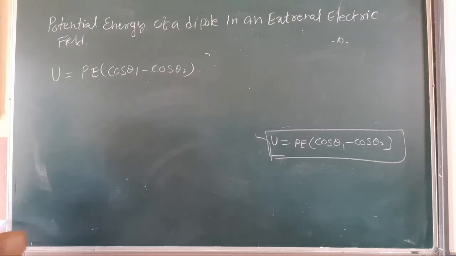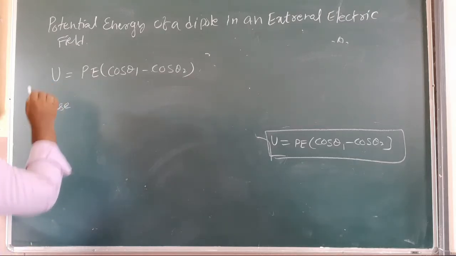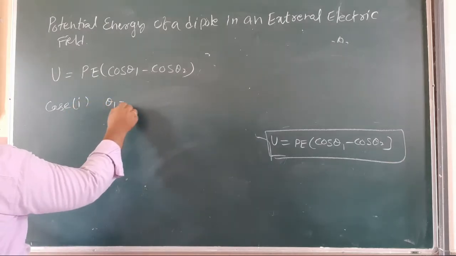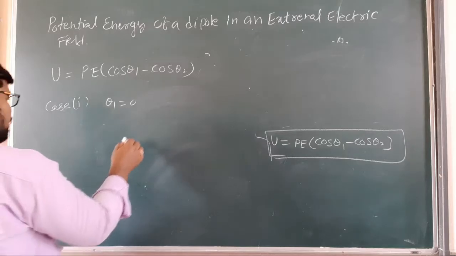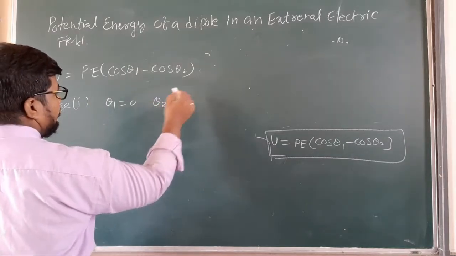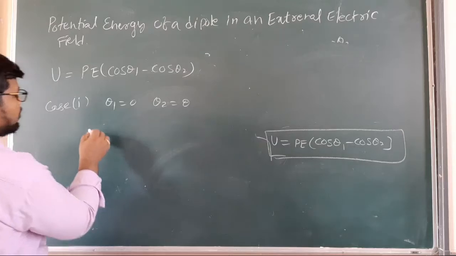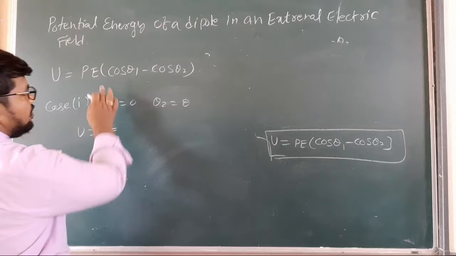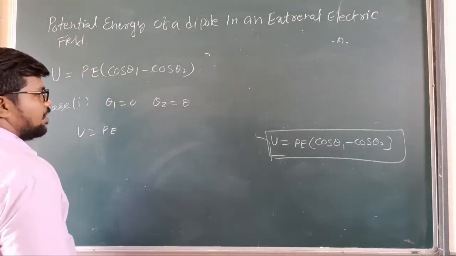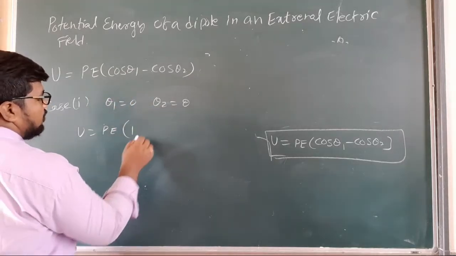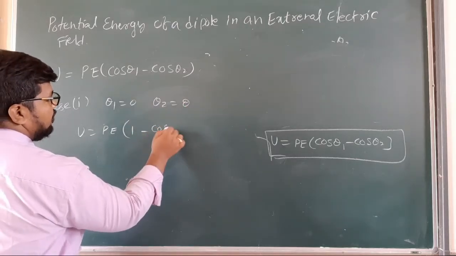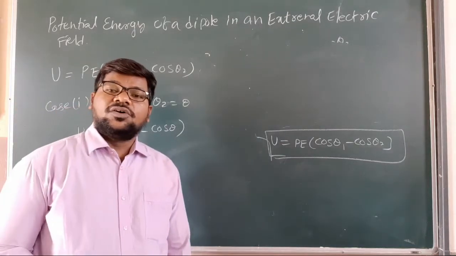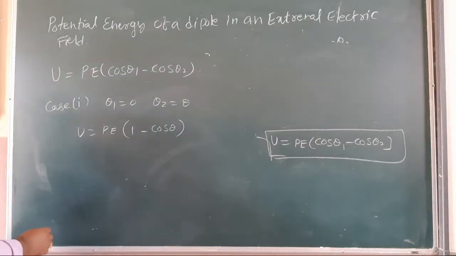See here, suppose case 1: theta 1 is equal to 0, theta 2 is equal to theta. So if theta 1 is equal to 0, what happens? U is equal to PE (cos theta 1 minus cos theta 2). Cos 0, how much, my children? Cos 0 is 1, and cos theta 2 is cos theta. So U is PE (1 minus cos theta). Clear?